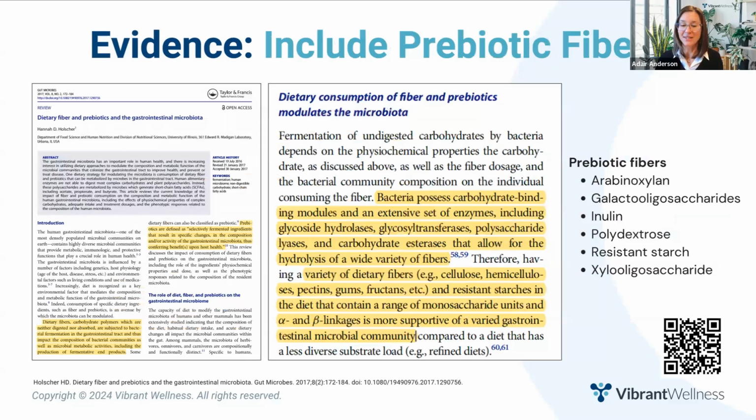Here's research from a 2017 article providing evidence that prebiotic fibers feed commensal gut microbes. Reading the highlighted section again, bacteria possess carbohydrate-binding modules and an extensive set of enzymes that allow the hydrolysis of a wide variety of fibers. Therefore, having a variety of dietary fibers, for example, cellulose, hemicelluloses, pectin gums, fructan, and resistant starches in the diet that contain a range of monosaccharide units and alpha and beta linkages is supportive of a varied gastrointestinal microbial community.